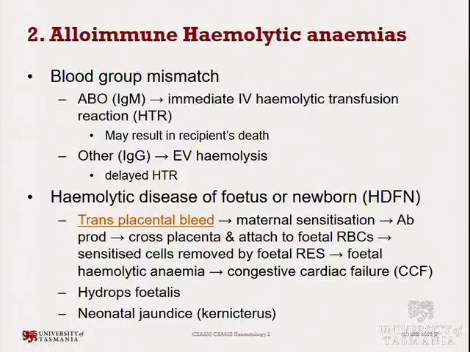So then we have a look at the alloimmune hemolytic anemias, and these are usually due to some sort of a blood group mismatch. So it can be either due to blood being transfused, where there is a mismatch between the transfused blood and the recipient, or hemolytic disease of the fetus or newborn can also be caused via a blood group mismatch between the fetus and the mother.